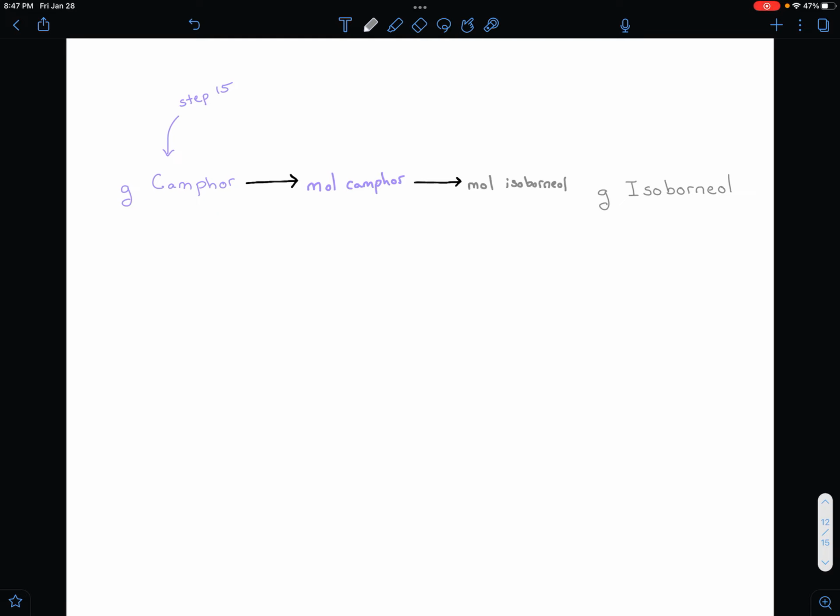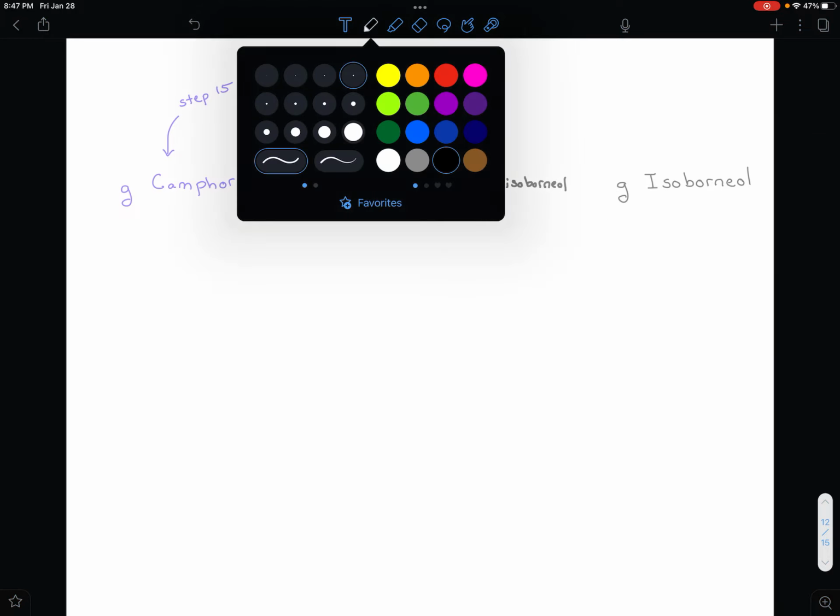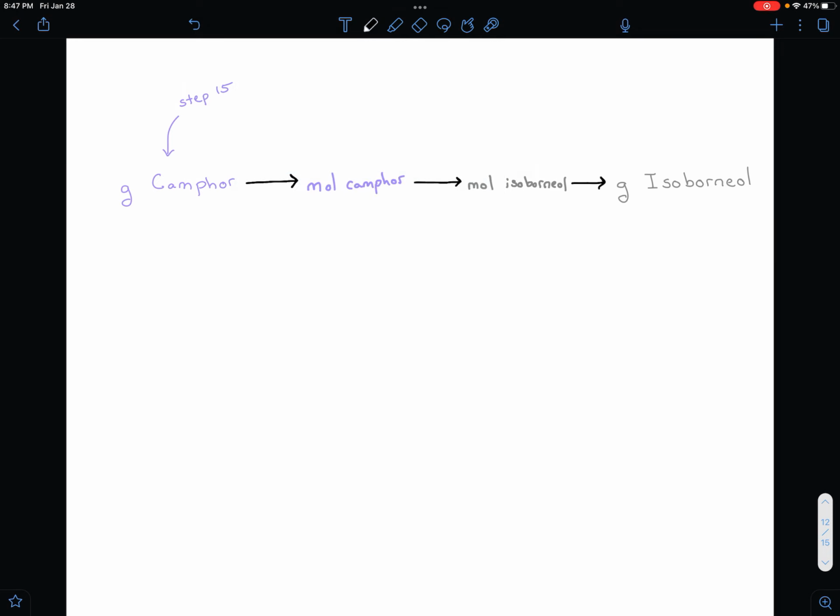And we'll walk through each of these steps. After you have moles of isoborneol, you can convert it back into grams of isoborneol. So to calculate the theoretical yield, we have to do 1, 2, 3 conversions. Each of those arrows represents a conversion. In order to do any conversion, you need a conversion factor that relates the two units. So for example, if we want to convert grams of camphor into moles of camphor, we have to know how those two units relate. How do grams of camphor relate to moles of camphor?